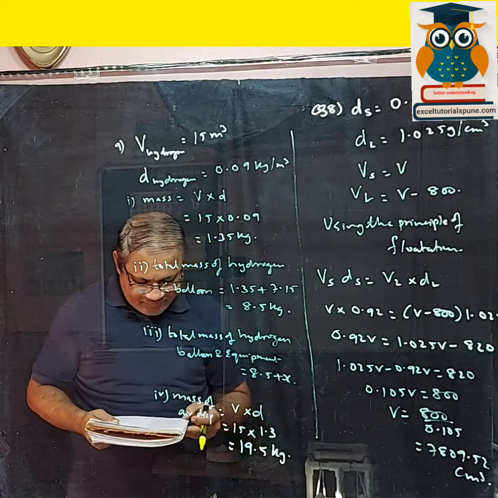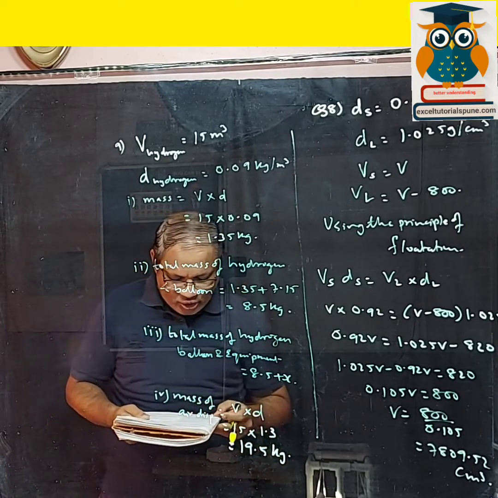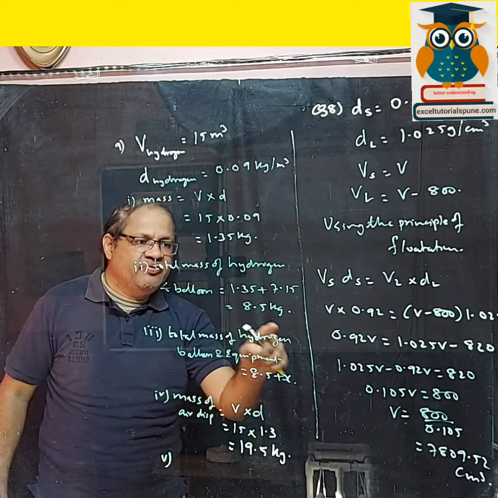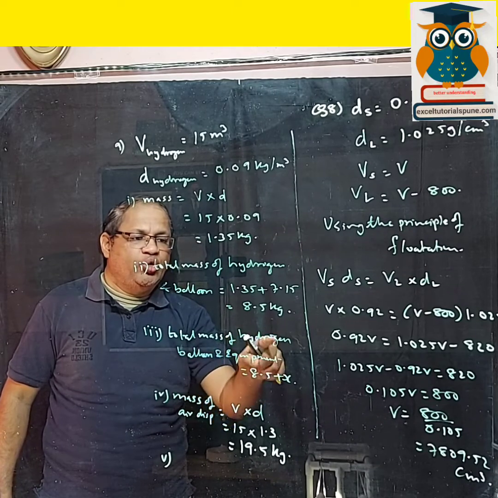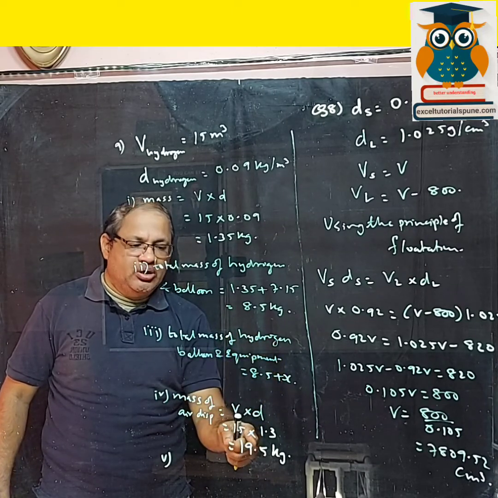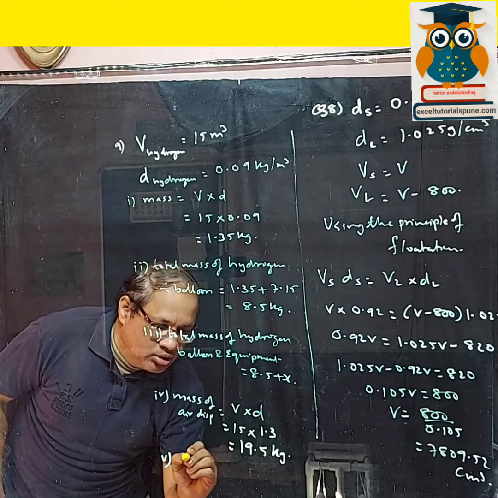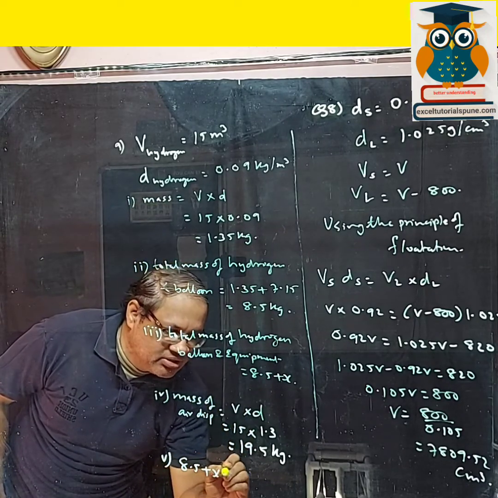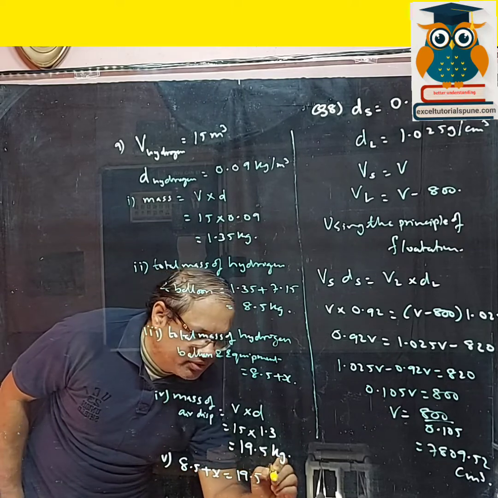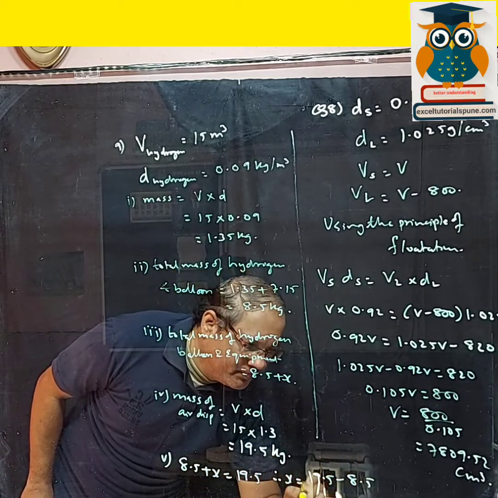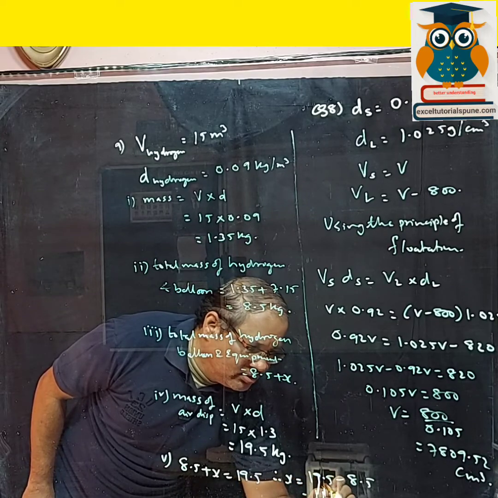Okay. Now fifth part, the mass of equipment using the law of flotation. So whatever is the mass of the balloon and equipment is equal to the mass of the air displaced. So 8.5 plus x is equal to 19.5. Therefore x is equal to 19.5 minus 8.5, that is 11 kg.